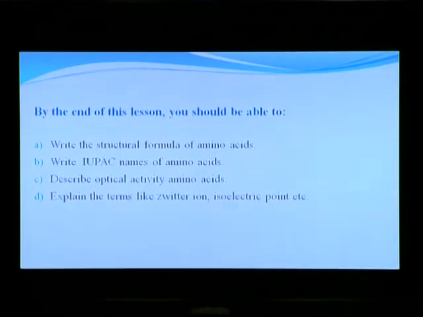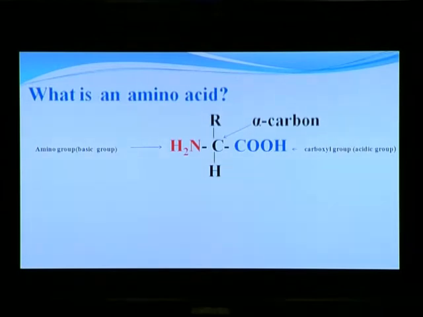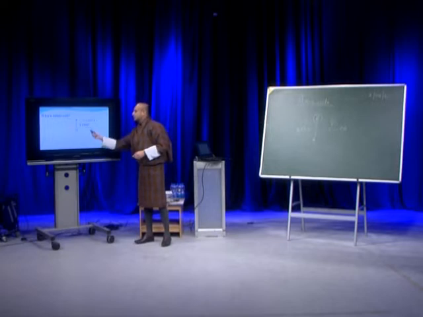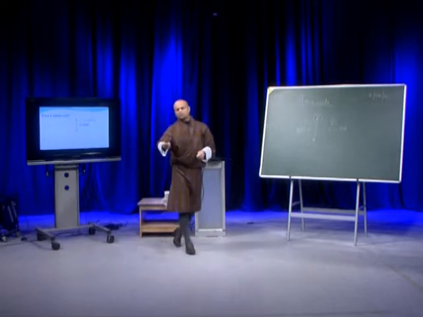Now, let's begin. First, the question that comes to our mind is, what are amino acids? Amino acid is a special type of acid. It's special because it contains two functional groups. On one side, it contains amino group, and on the other side, it contains carboxyl group. Therefore, it's a very special type of acid. It's called amino acids.